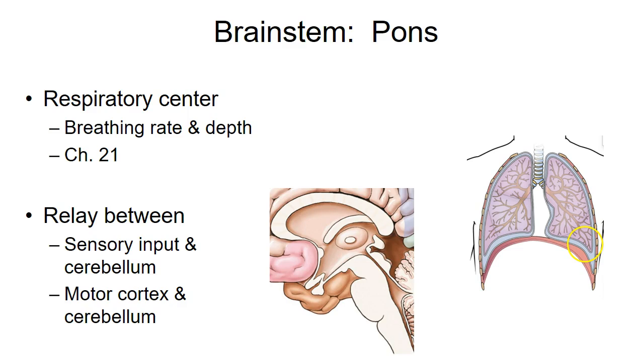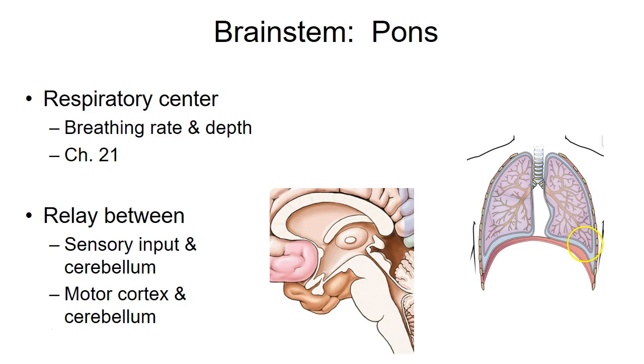And so it's also, like I said, a relay between the cerebellum and sensory input. So the cerebellum we'll talk about in just a second. And it is also going to be relaying information to the motor cortex. And so the cerebellum's involved with motor information and integrating that motor information with that plan that you want to execute that started off in the cerebrum.